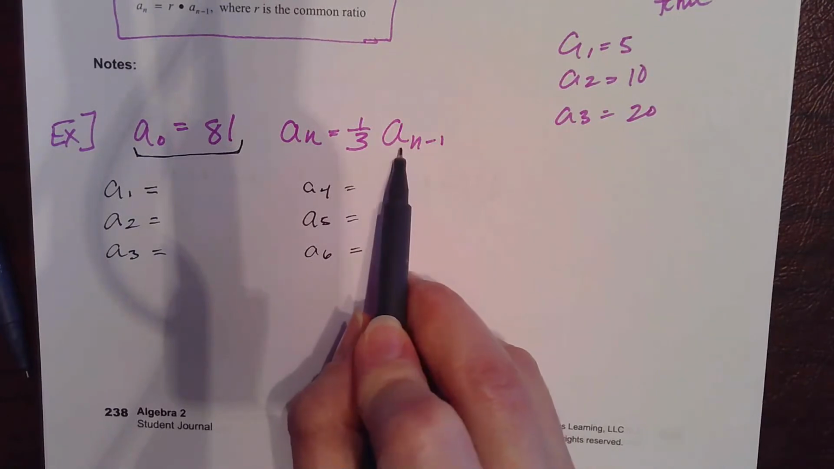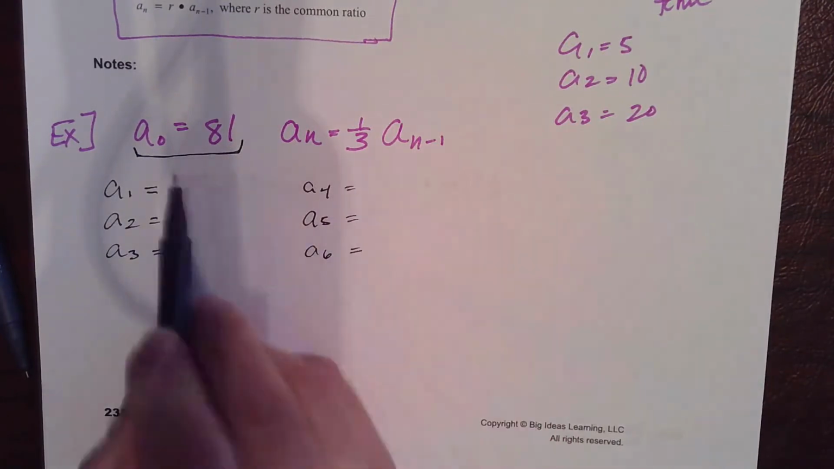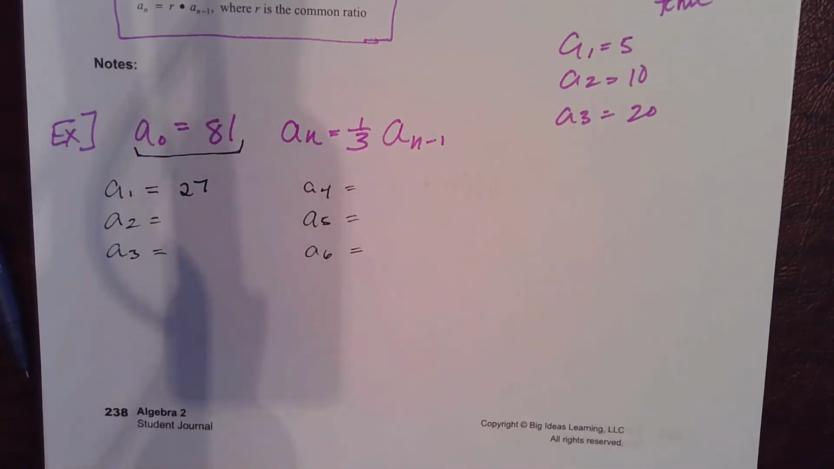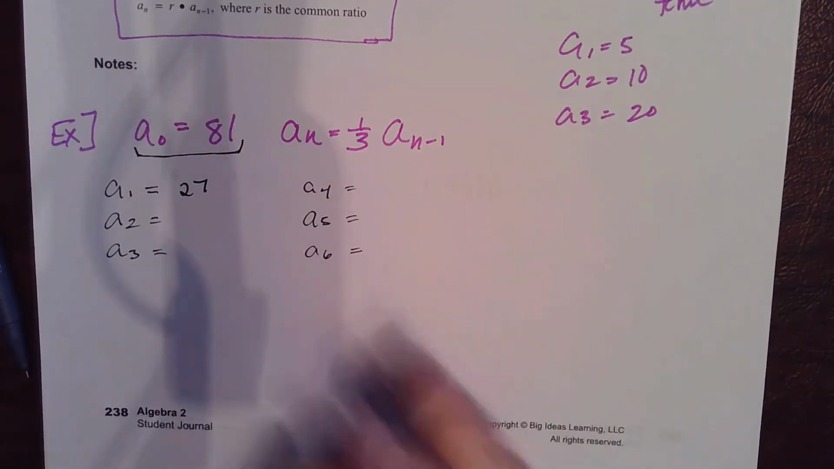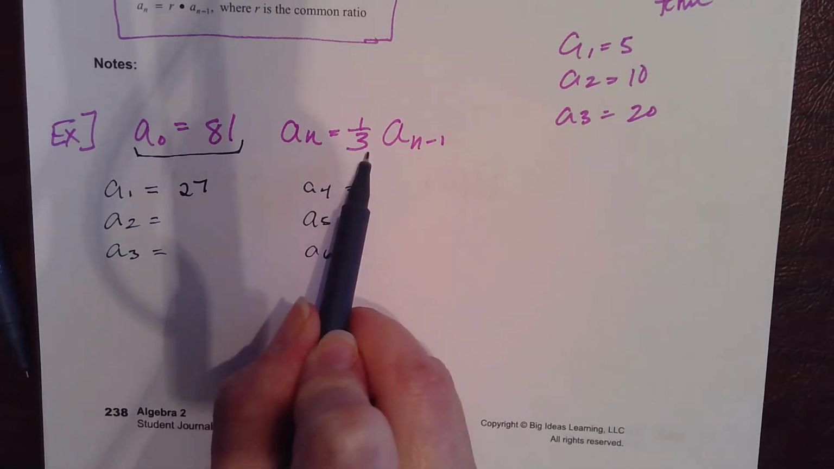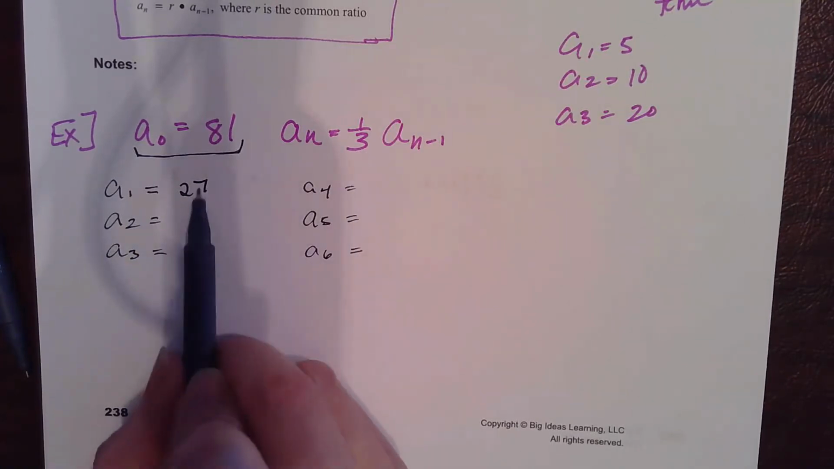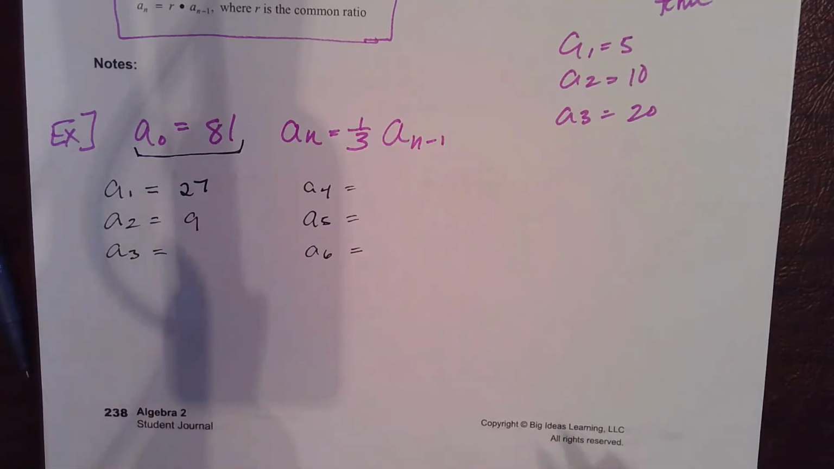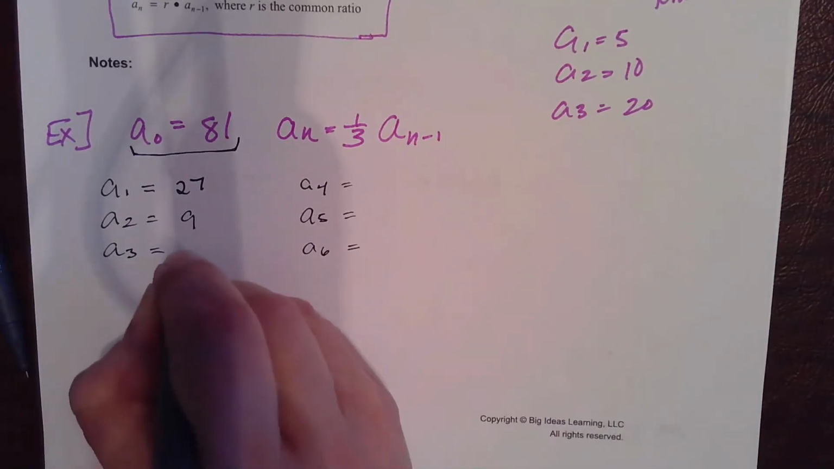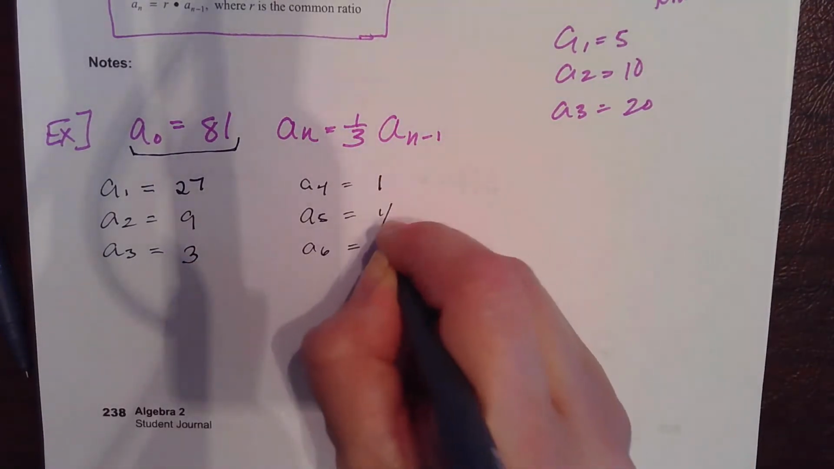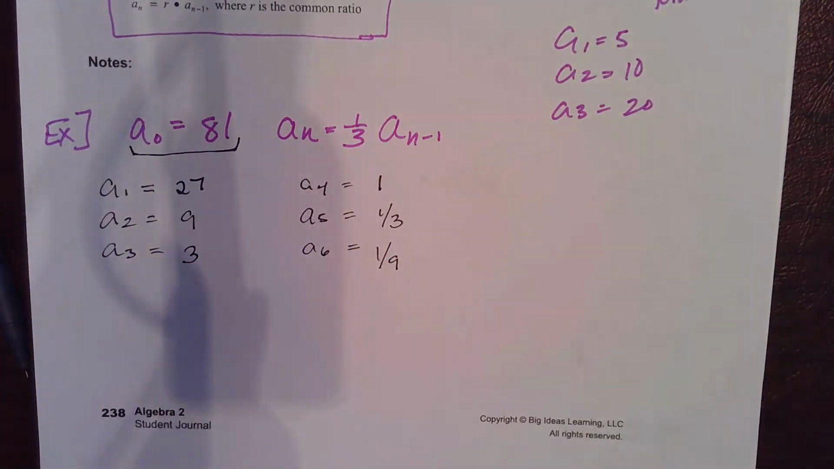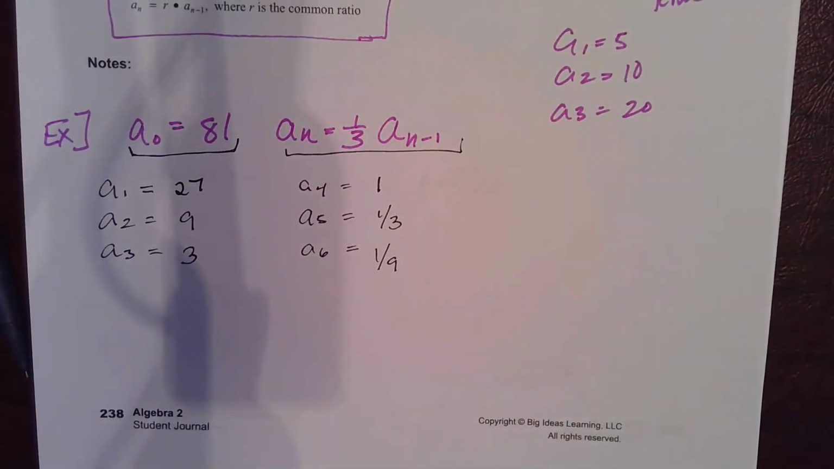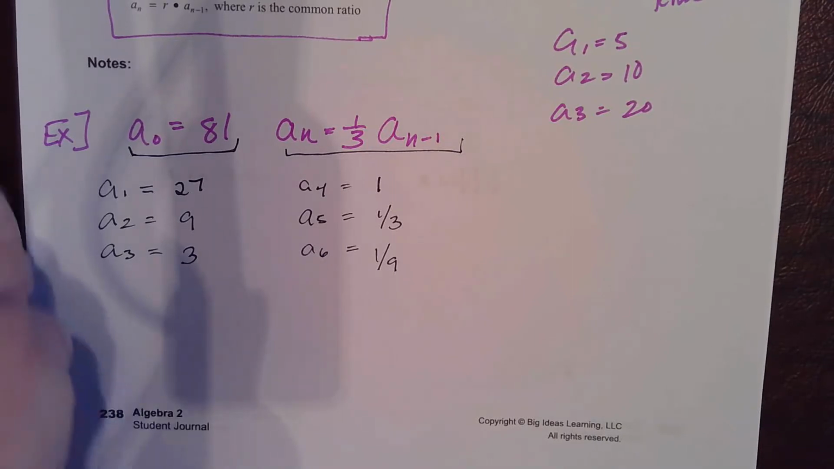If we have 81 as our starting value, what this rule is telling me to do is take my previous term and multiply by 1/3. So if I take 81 and multiply by 1/3, I get 27. So the first term of my sequence is 27. Again, apply my recursive rule: take your previous term and multiply by 1/3. So 27 times 1/3 is 9. And again, keep multiplying by 1/3. We're just using our recursive rule to generate the terms in our sequence.